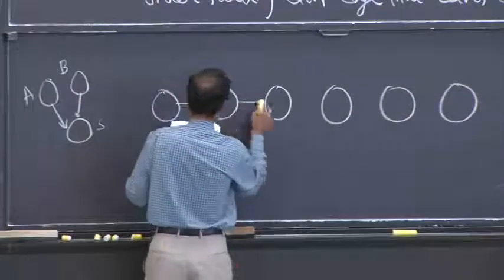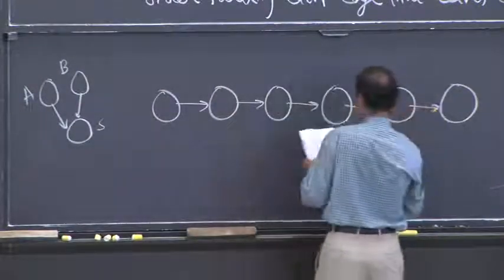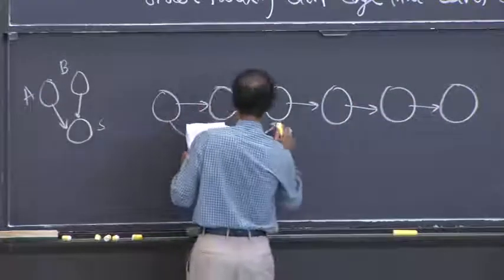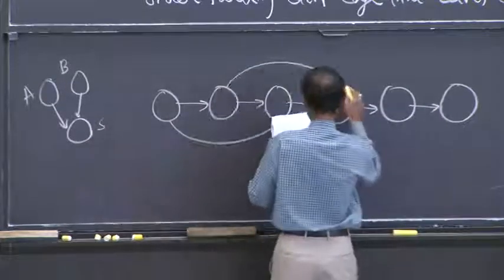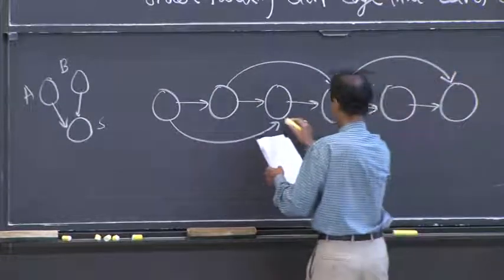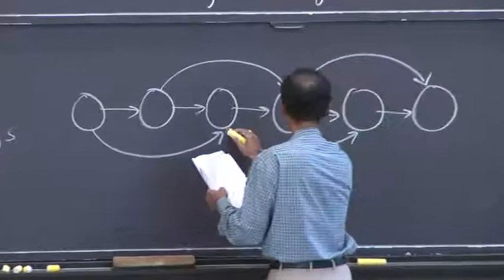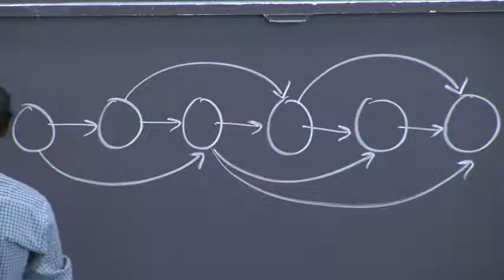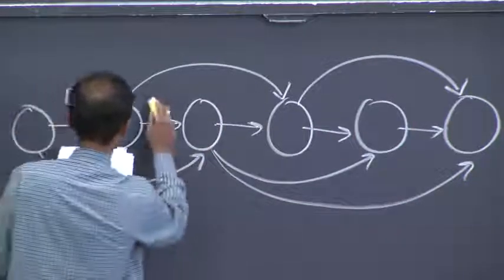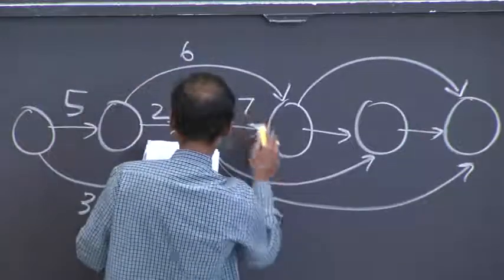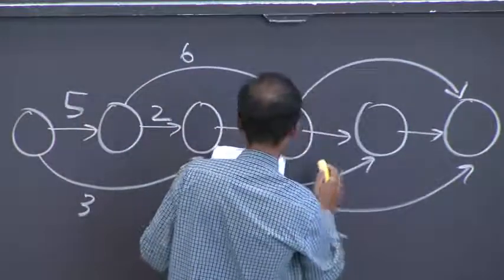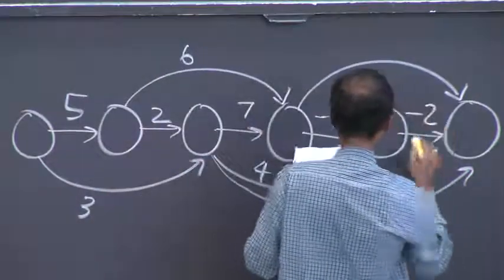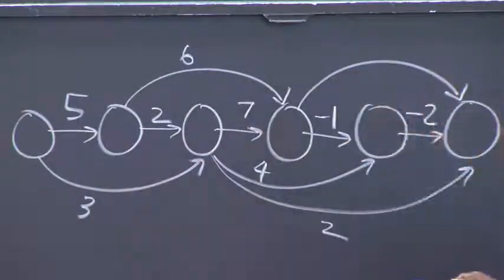I'm going to put edge weights down in a minute. All right, so that's my DAG. 5, 3, 2, 6, 7, 4, 2, -1, -2. All right. So that's my DAG. And I've drawn it in topologically sorted form. And I go left to right.